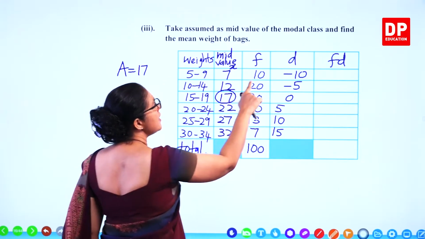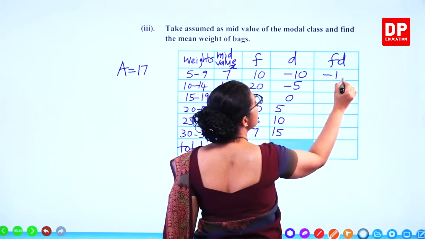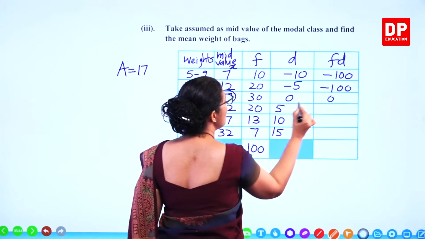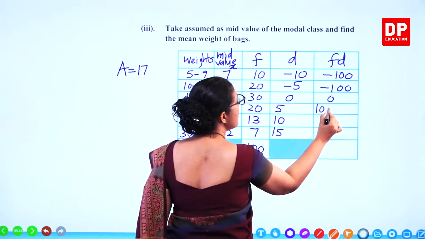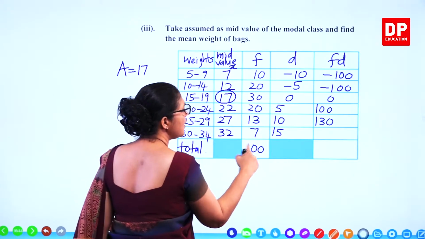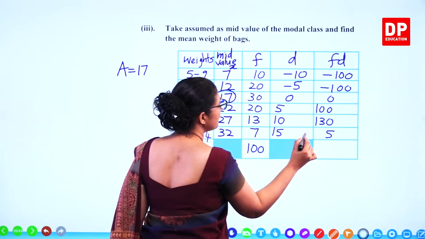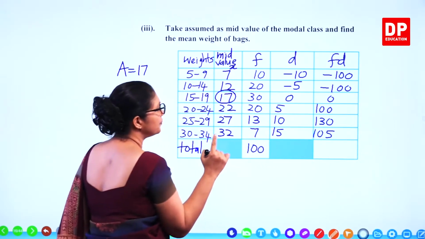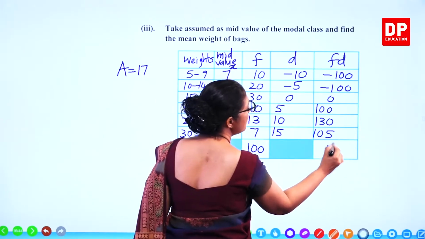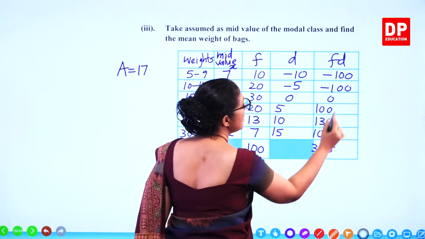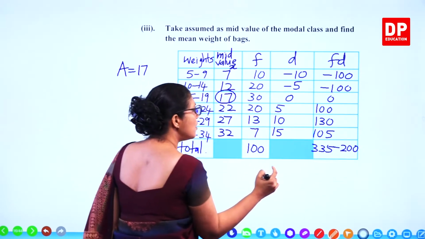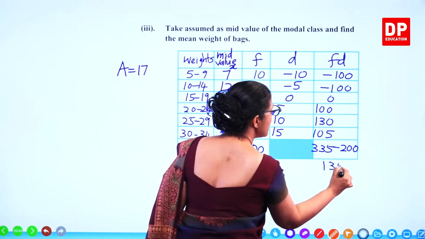Now multiply: 10 times minus 10, minus 100. This one is also minus 100. 0. 20 times 5, plus 100. 130 here. 15 times 7, 105. Now add the positive values. You get 5, 3, 3. Negative values, that's 200. Subtract 200, you get 135.